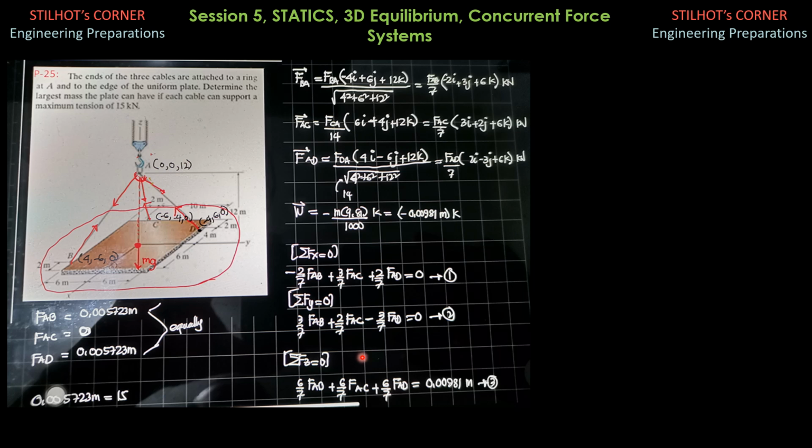Then summation of forces along Z equals 0: 6 over 7 FAB plus 6 over 7 FAC, then 6 over 7 FAD, positive, plus negative 0.00981 m equals 0. So we transpose negative 0.00981 m to the right, so it becomes positive 0.00981 m. That is equation 3.